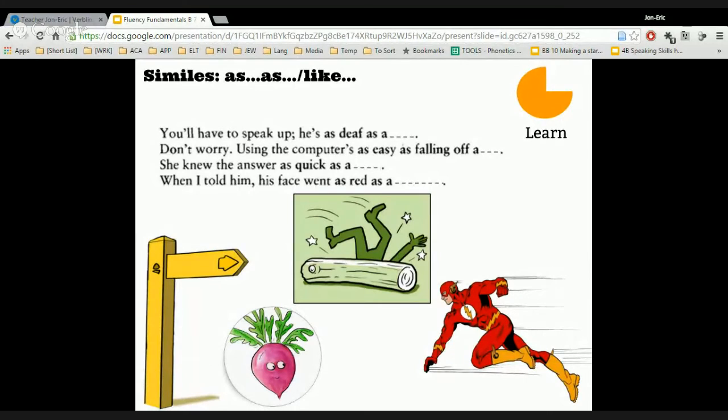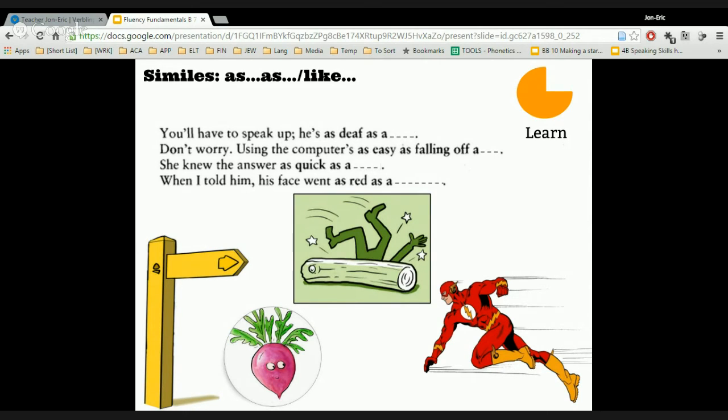Quick as a flash. When I told him his face was red as a... It's red as a beetroot. Good. Beetroot. Okay, good. So that brings us back to the first one. There's only one choice left. You have to speak up.